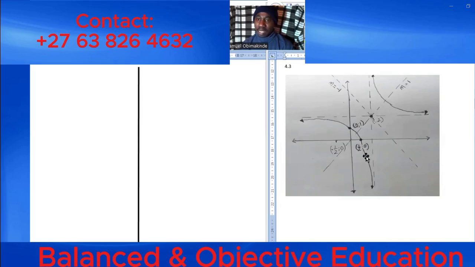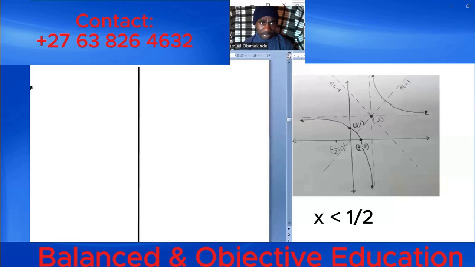It means that for values of x less than half, this curve of g of x will be in the positive y-axis. So the answer here will be x less than half. Right? So we can also solve that question mathematically.